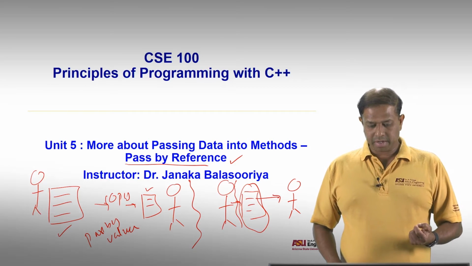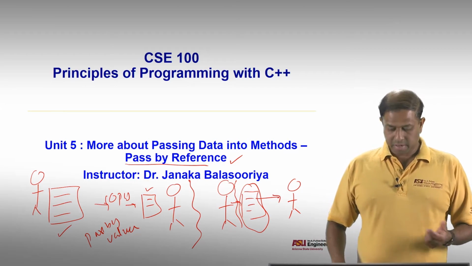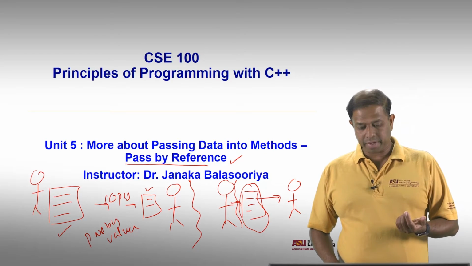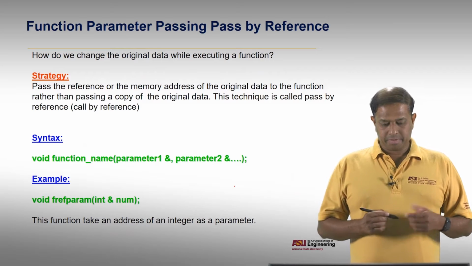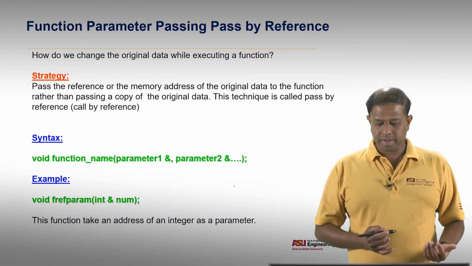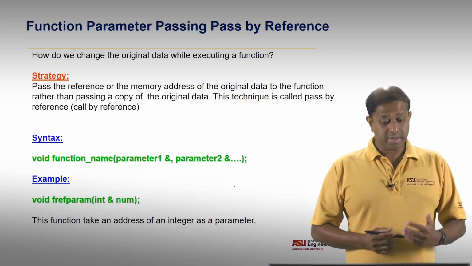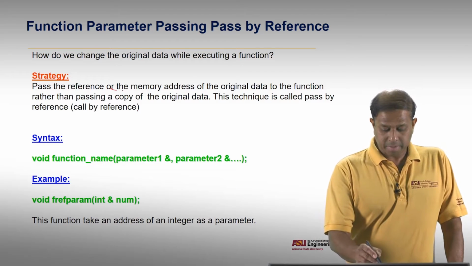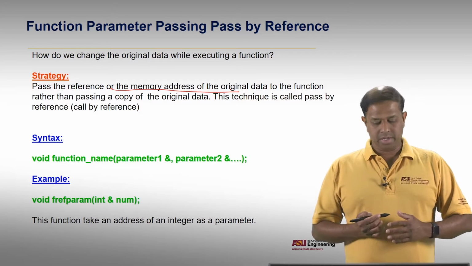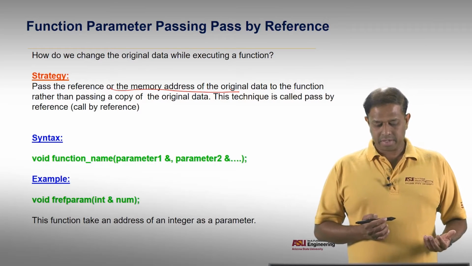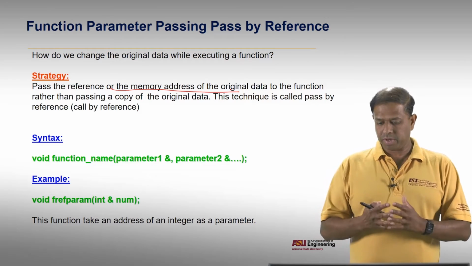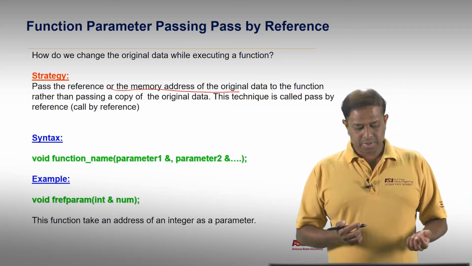So let's take a look at it in the programming context and see how we can do this in C++, and what the benefits of doing so are. First of all, when you want to pass the reference of a particular variable into the method, that essentially means we are passing the memory address of the original data item to the function. As soon as we give the memory address, the function can use that memory address to go to the memory location where the original data is stored and use it.